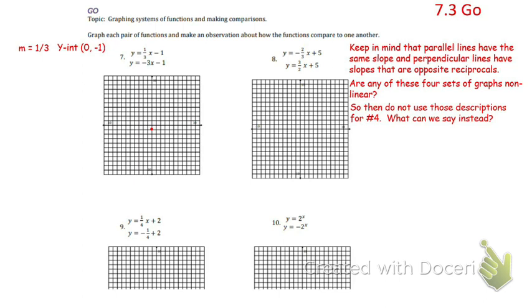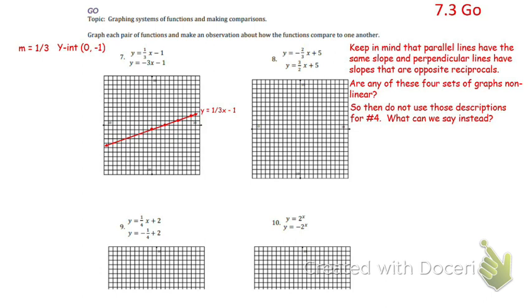So I'm going to start at (0, -1). It's got a slope of 1/3. That means up 1 over 3. Do that a couple times maybe, and then we can draw that line in. This would be the line y equals 1/3 x minus 1. Now if you're graphing more than one function at a time, you should label them. So notice to the side, I've written down y equals 1/3 x minus 1.